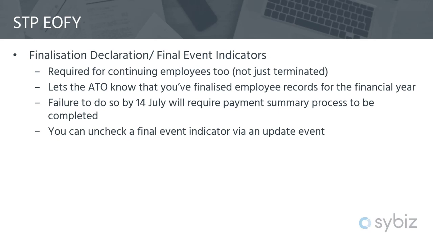As people get more and more used to the process, if you jump the gun and send your final event indicators to the ATO and realise that was not the right thing to do, you can do an update event to remove that final event indicator. That gives you the time to get your data ready, and then resubmit your final event indicators to the ATO.